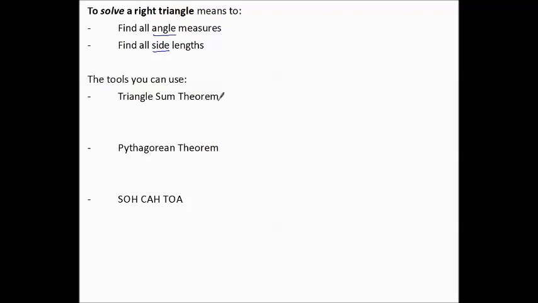Remember that the triangle sum theorem says that the angles of a triangle add up to 180 degrees. That's what it says. When do we use that? When we are given angles and need to find an angle measure. We're given angles, need to find an angle measure.